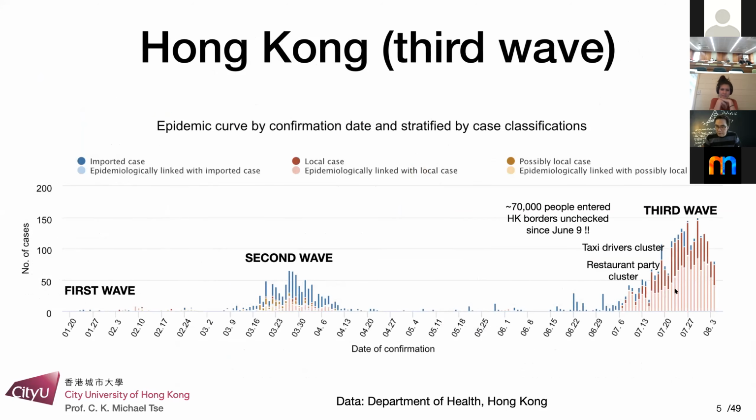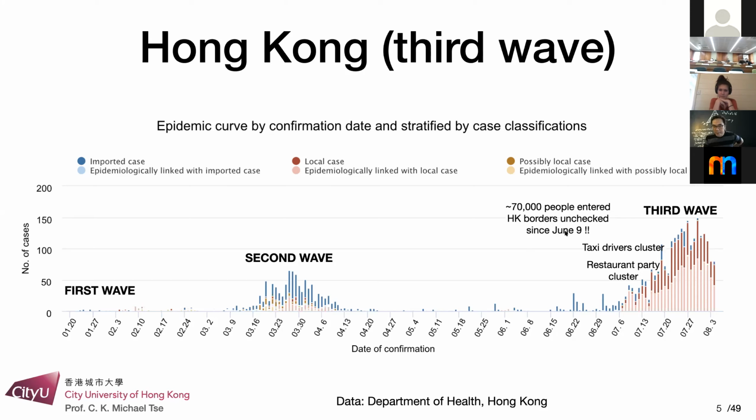Now we are having the third wave beginning. So that was the second wave I mentioned earlier. The third wave basically started something like 2 weeks ago, and it is now believed to be caused by a flawed policy, basically, by the Hong Kong government. Back on June 9th, the government allowed something like 70,000 people entering Hong Kong borders without quarantine and basically unchecked. And you can guess why we allowed 70,000 people.